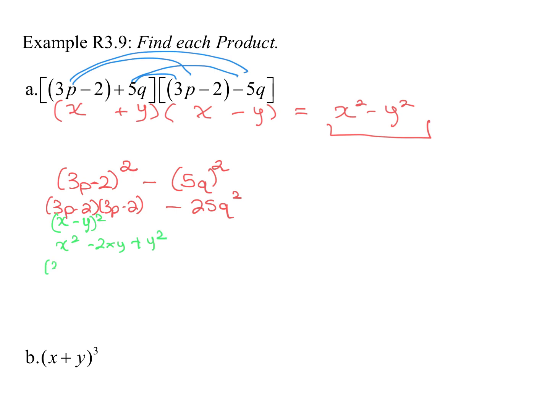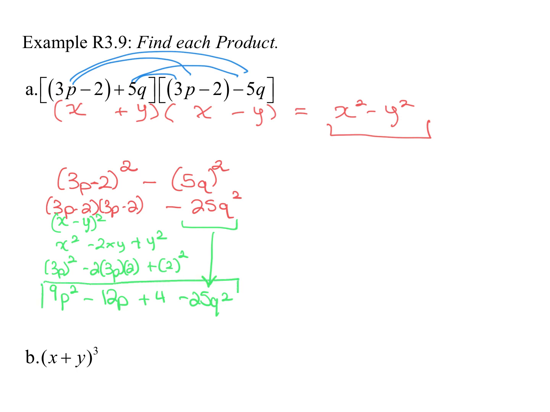So my x here is called 3p, squared, minus 2 times 3p times 2, plus 2 squared. So this is going to get me 9, because 3 squared is 9, p squared, minus 2 times 3 is 6, times 2 more is 12p, plus 4, and then don't forget about this down here, minus 25q squared. If you wanted to FOIL it out, you could, but this one I used 2 patterns and got there just a little bit quicker.